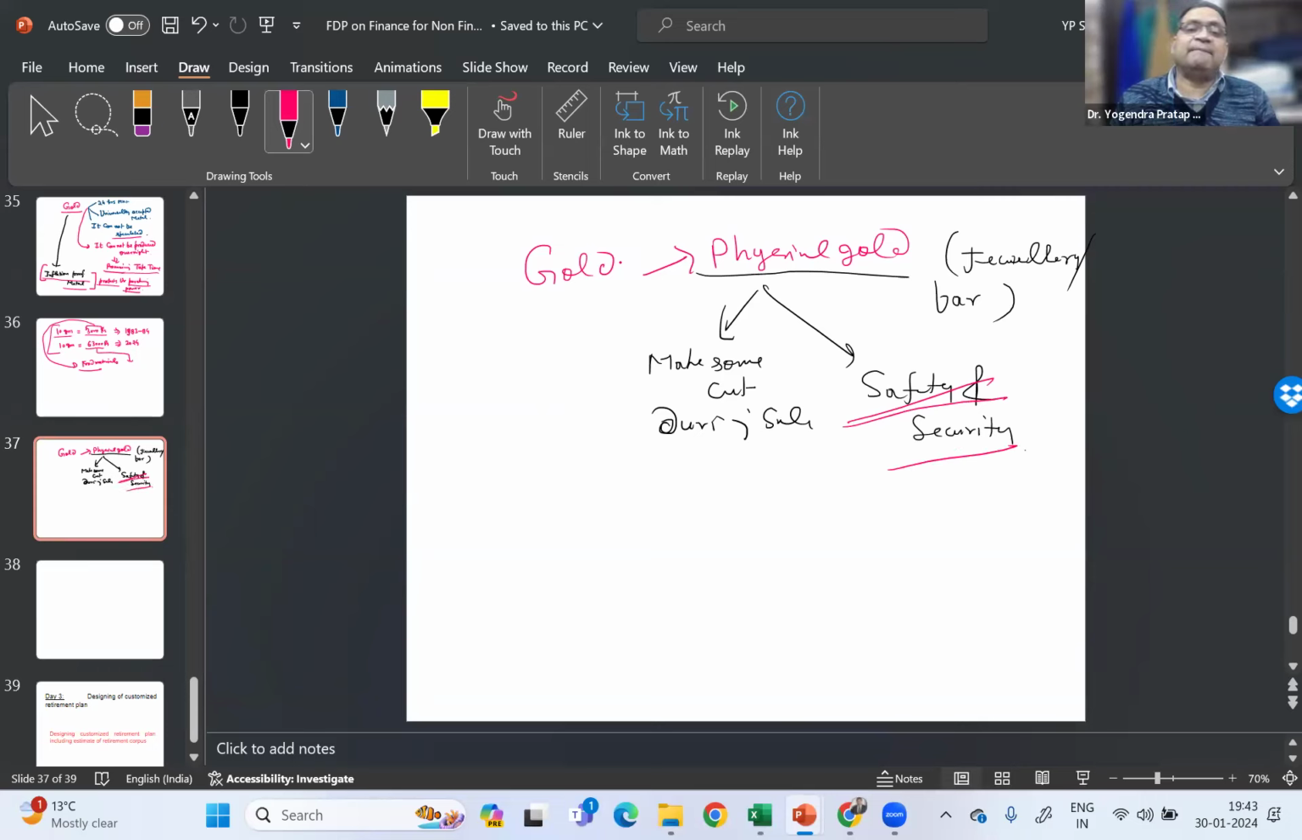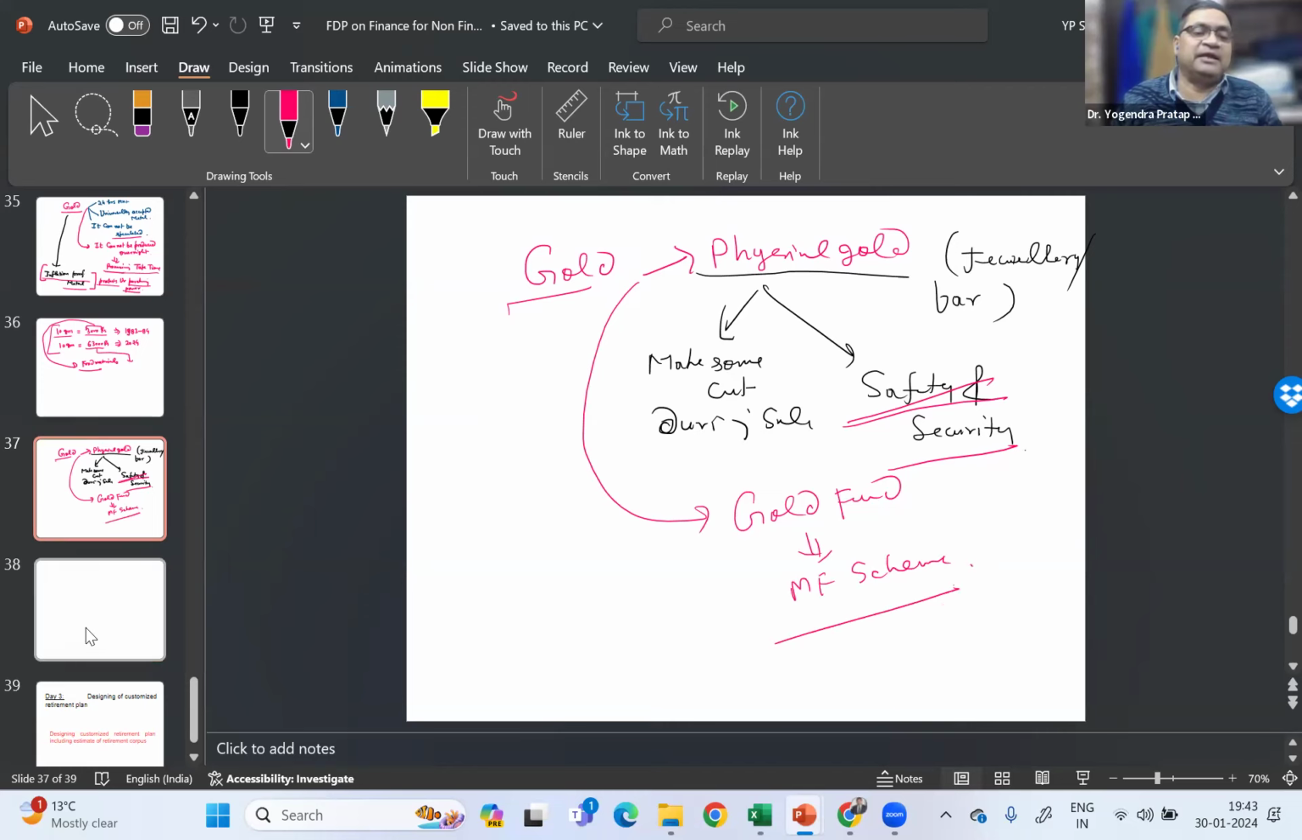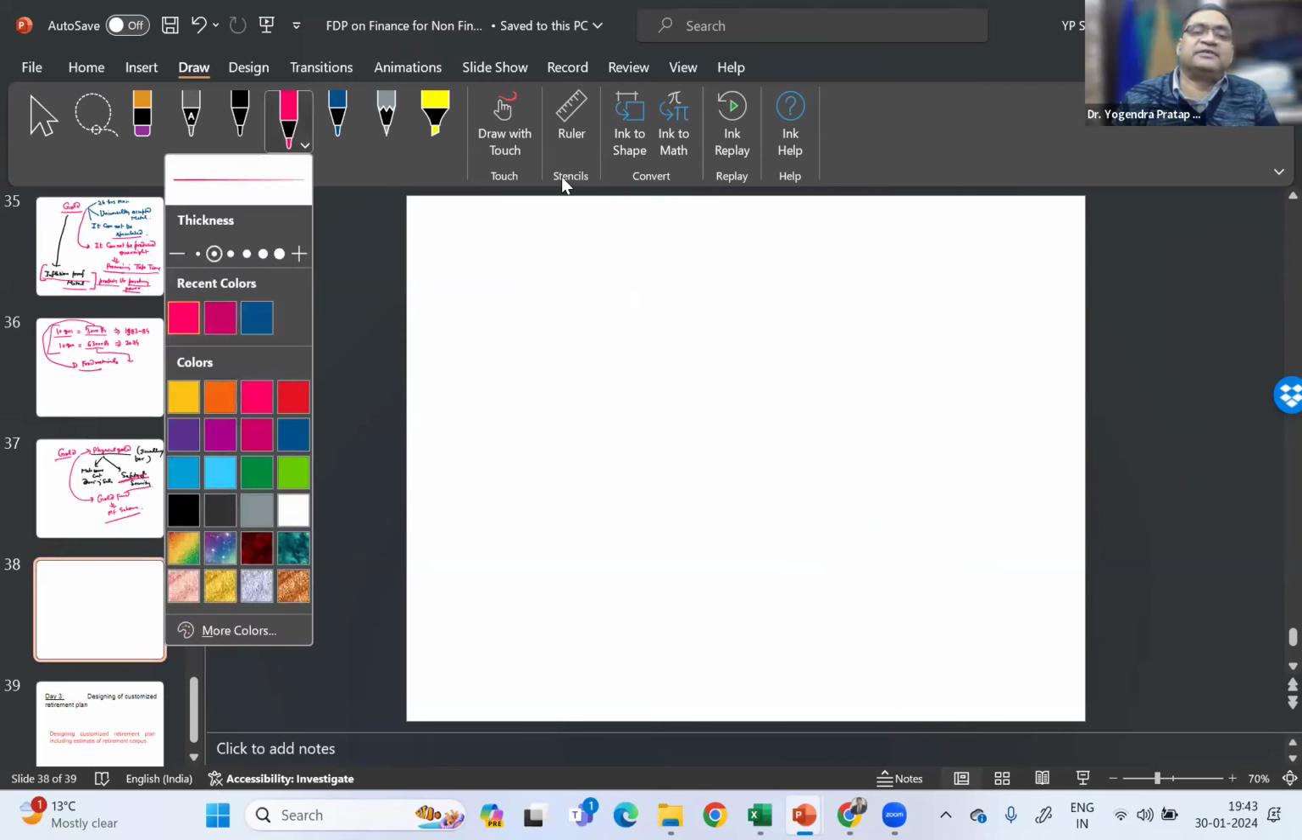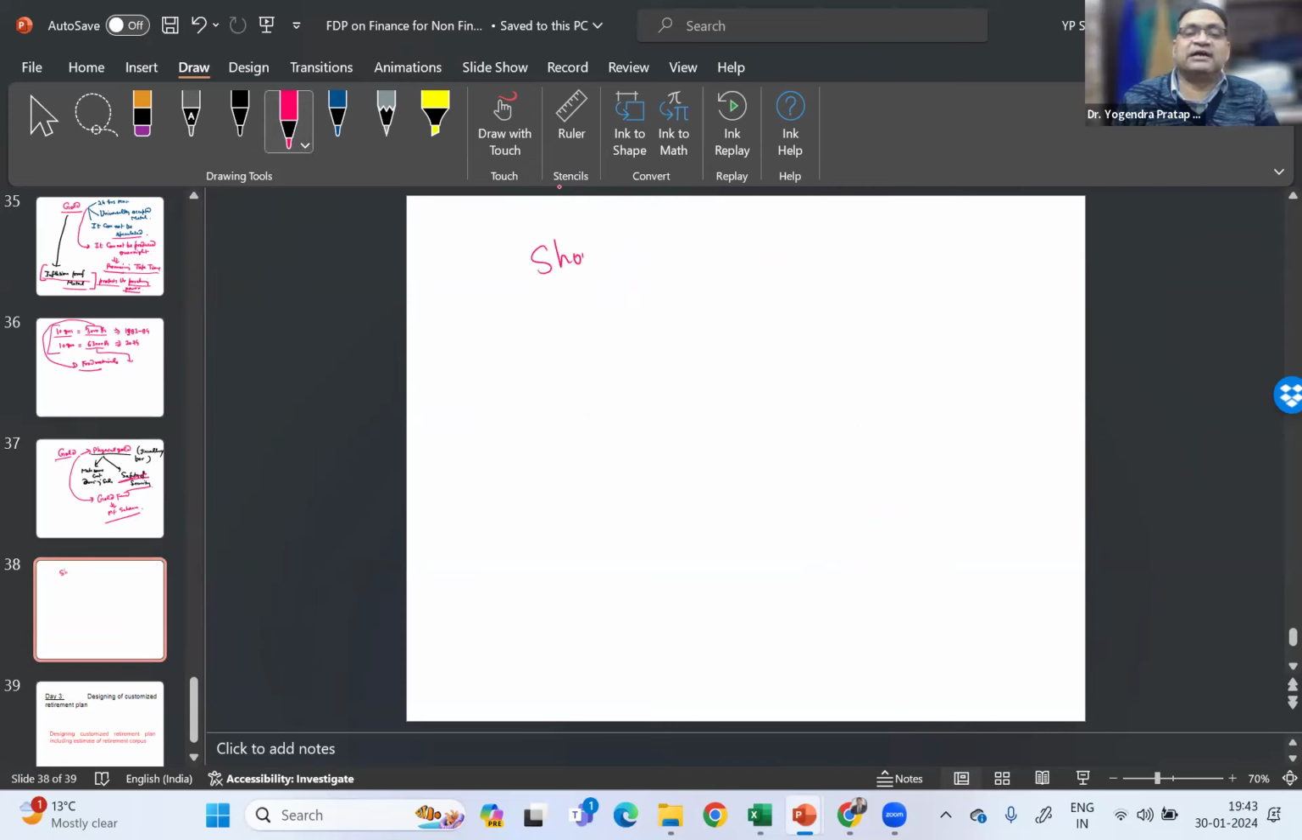The second option for gold is the gold fund. Gold fund is one of the mutual fund schemes. Now, let me clarify the difference between shares and mutual funds, because here in participants, there are two categories: one are the students and second are the professionals.